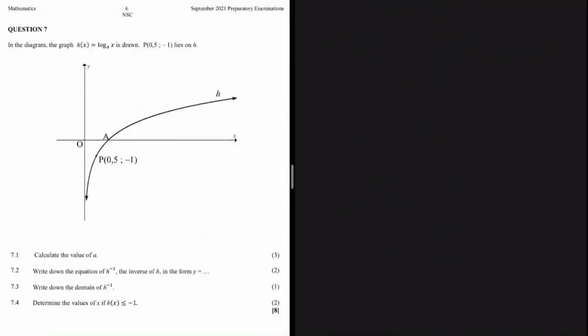So what do we have here? September 2021 trial examination, grade 12 mathematics. We have a log function here, and it has an equation h of x, which is equal to the log of x base a. And then 7.1 says let's calculate the value of a, right? So these kinds of questions are very repetitive.